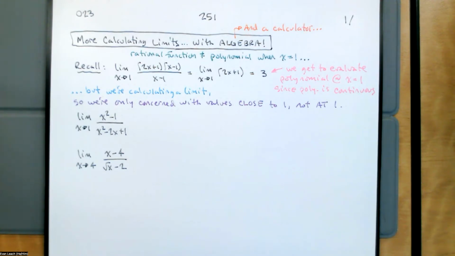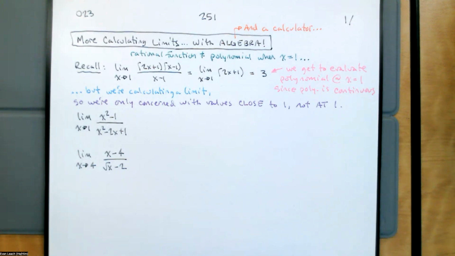So we know that since we're only concerned with values near where x approaches c, we can simplify things and try to cancel out denominators. So let's look at this next limit. We have x squared minus 1 over x squared minus 2x plus 1.